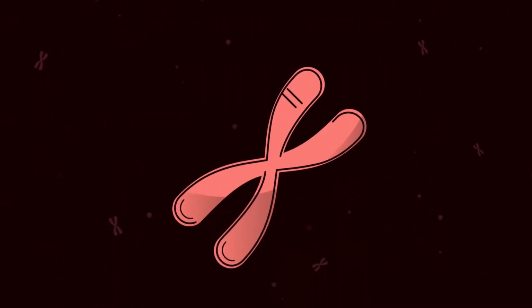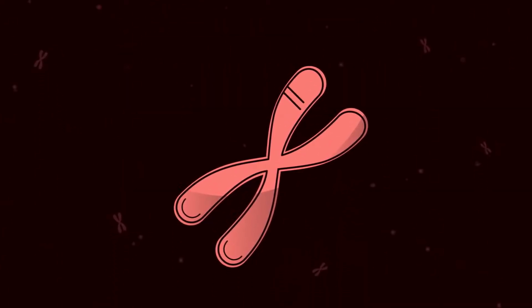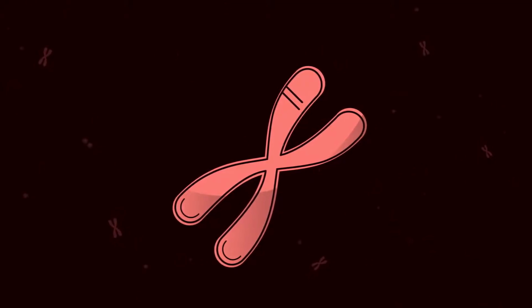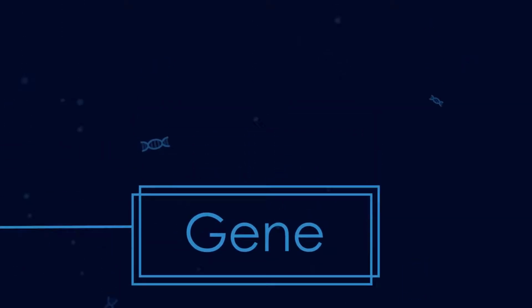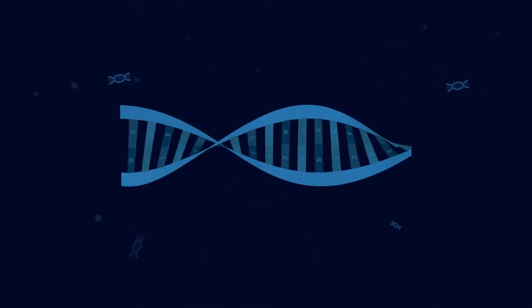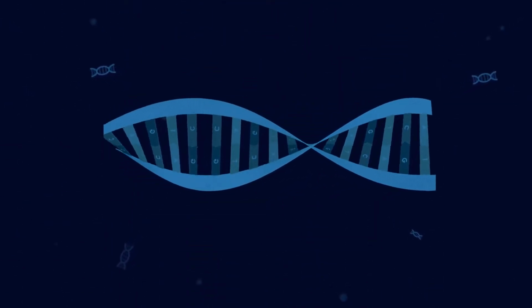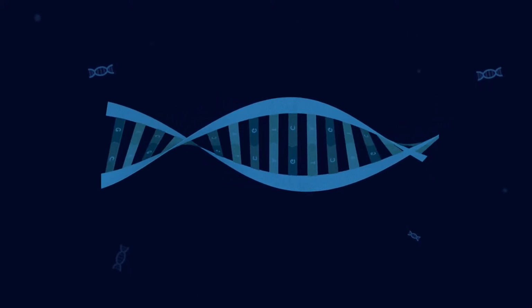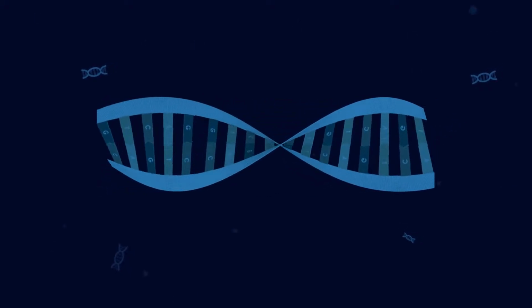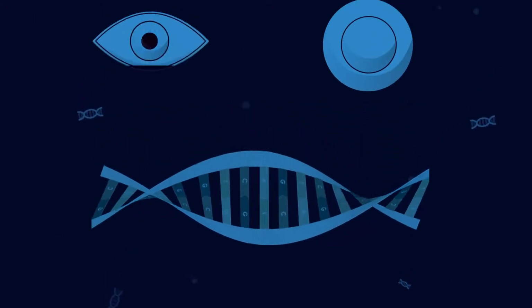DNA is tightly coiled around proteins and is packaged into structures called chromosomes. They are found in the nucleus of cells. A gene is a unit of hereditary material. Each chromosome contains thousands of genes made up of DNA. The gene codes for a particular characteristic of the organisms, such as eye color or blood group.